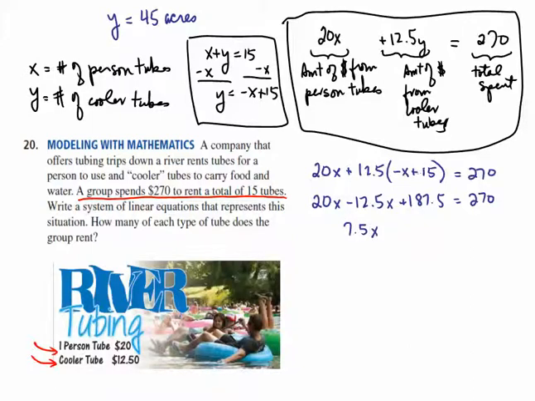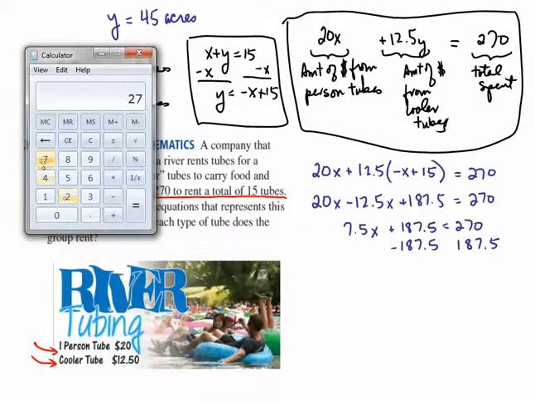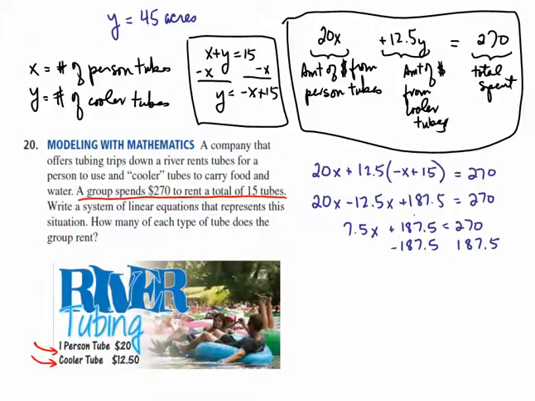Combining like terms on the left gives me $7.50 times x plus 187.50 is 270. Then I'm going to subtract 187.5 from both sides, again bringing in my calculator. I get 270 minus 187.5 is equal to 82.50. And so I have 7.5x is equal to 82.50.